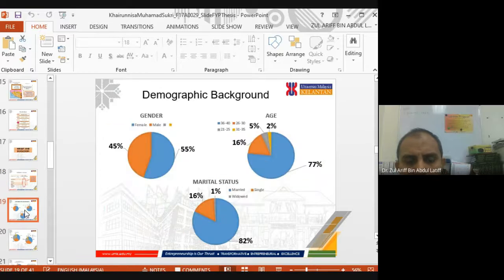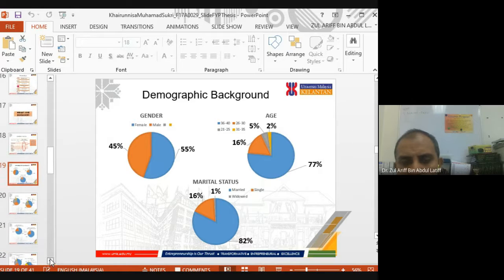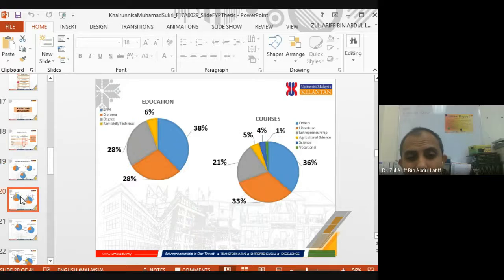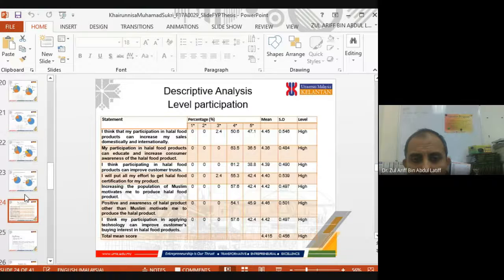Okay, this is the demographic, how you present it in your presentation. You have your gender, age. So all this is in the SPSS. How to run it, I have to have another class. This session is just to show you the flow of it. Okay, the education, courses, how they are involved. Okay, this is how you present the descriptive.